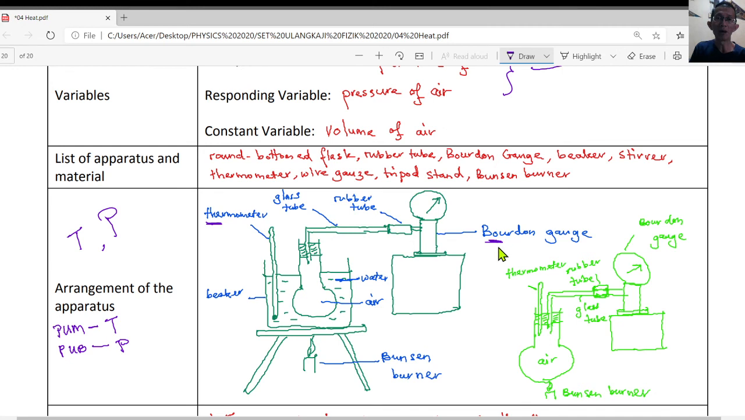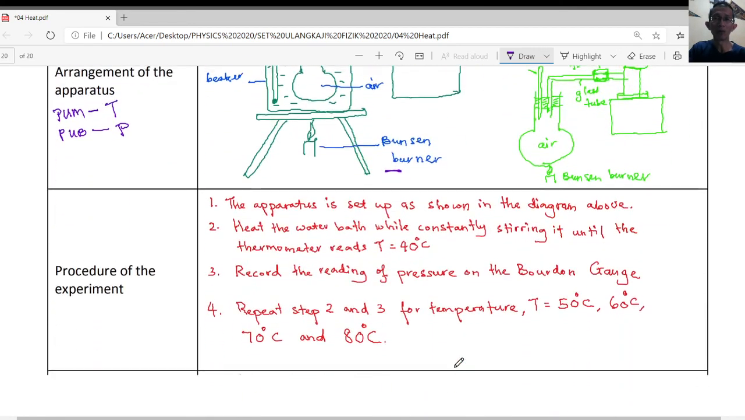Other than that, since I have a thermometer, the thermometer will read temperature, and to increase the temperature, I do need a Bunsen burner. So this can be considered a compulsory item too, but the two compulsory items in the experiment are the thermometer and the Bourdon gauge. Alright, so next let's go to the procedure.